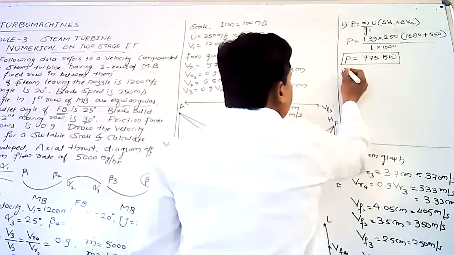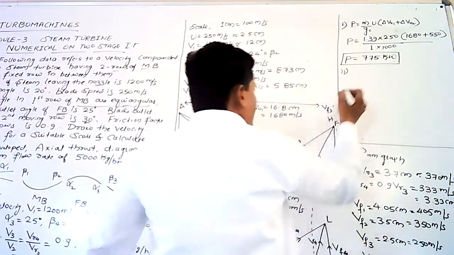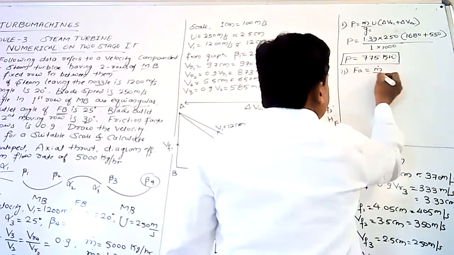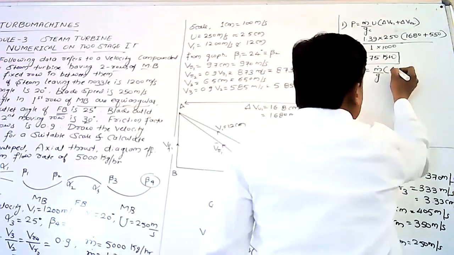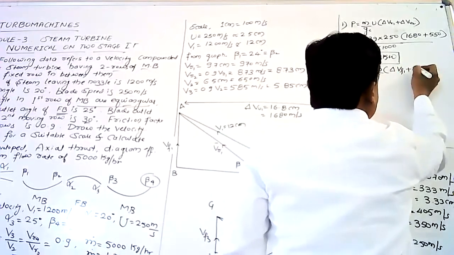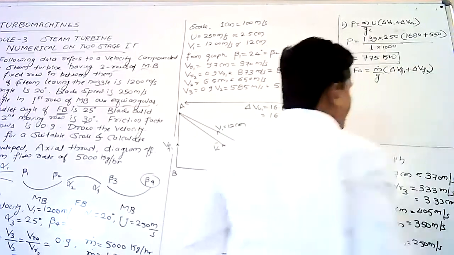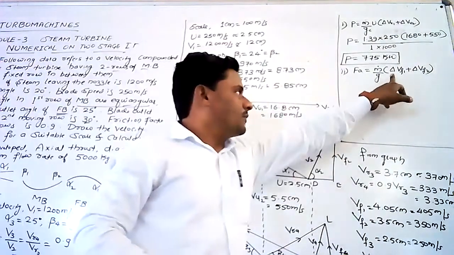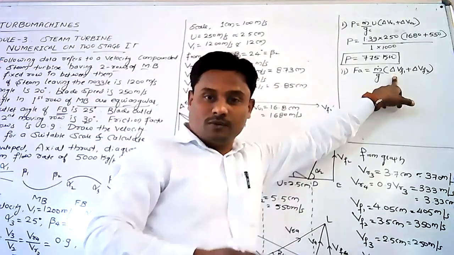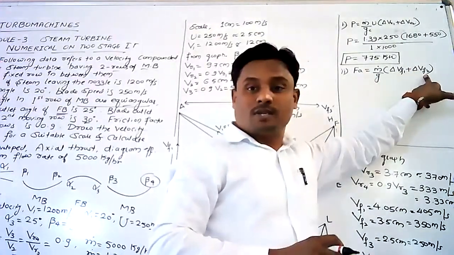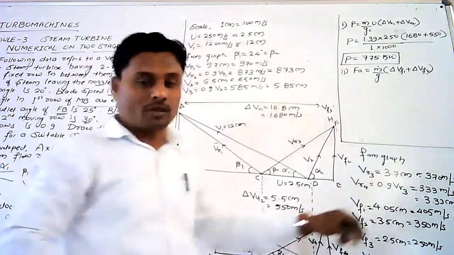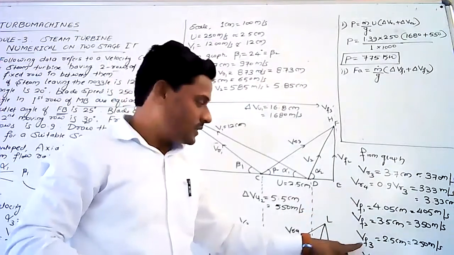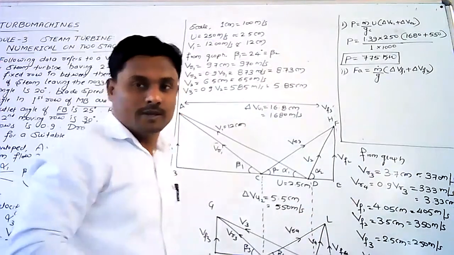Now in the second bit, we need to get the value of axial thrust Fa. Fa is given by m dot by Gc into delta Vf1 plus delta Vf2. Delta Vf1 is the difference between Vf1 and Vf2, and delta Vf2 is the difference between Vf3 and Vf4. The difference will give you delta Vf1, and this difference will give you delta Vf2.